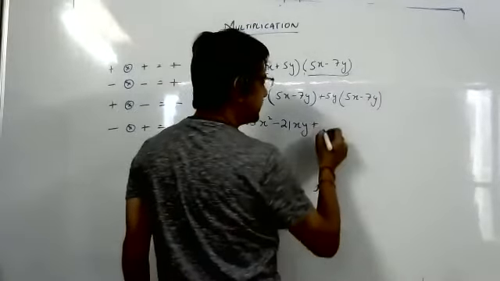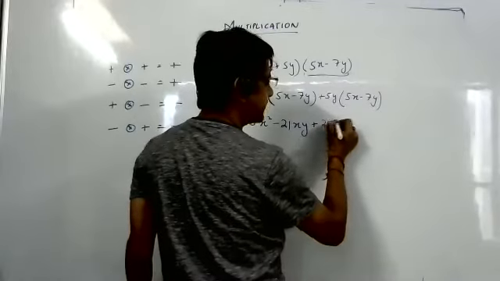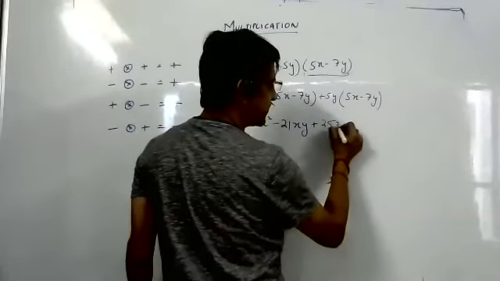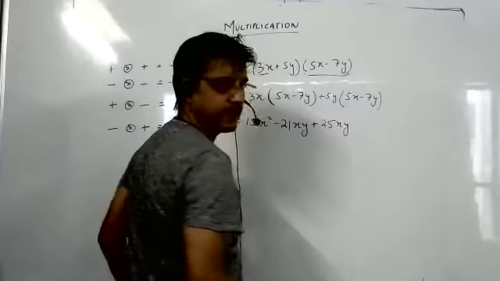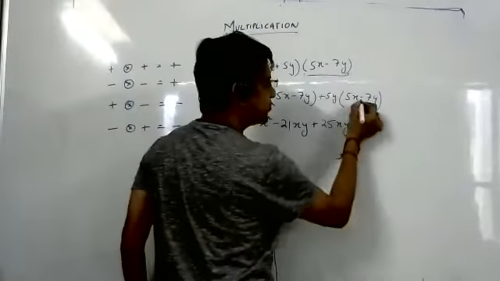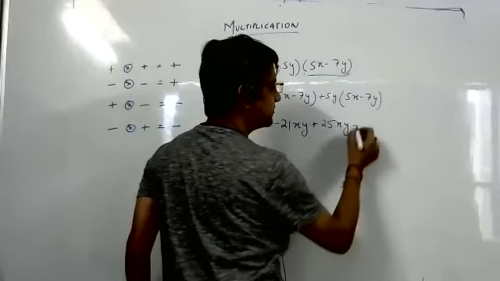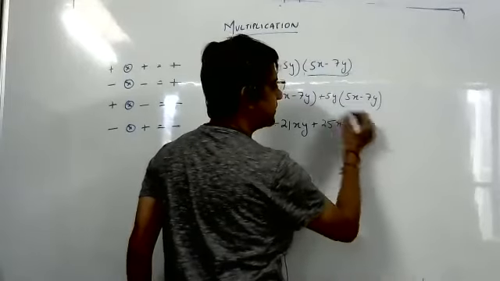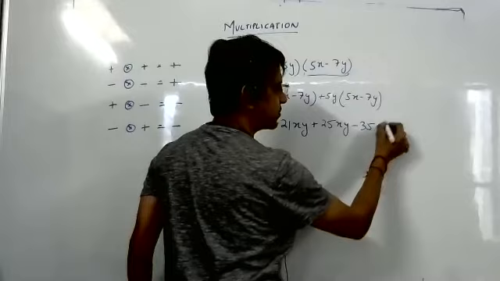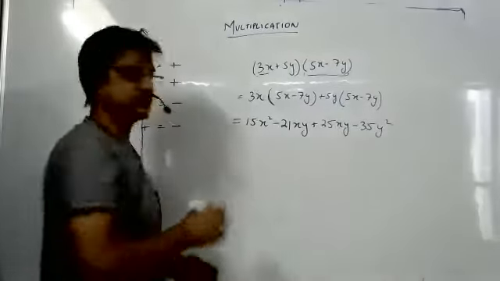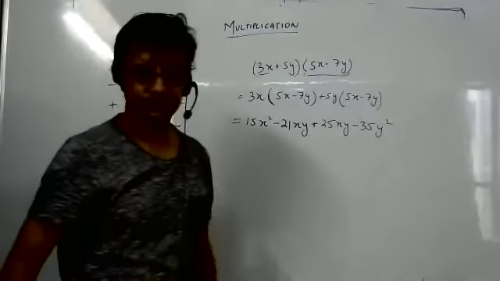5 into 5, 25. x, y into x, xy we can write. Now plus into minus, minus. 5 into 7, 35. y into y, y square. Is this step clear? Yes, sir.